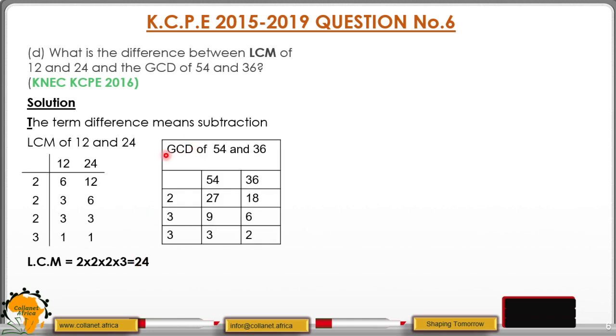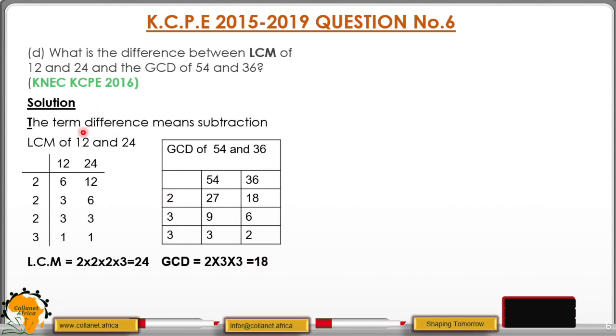The GCD, which stands for greatest common divisor, of 54 and 36. What is common here? So we look at 2. 2 is common, so by 2 you get 27, by 2 you get 18, by 3, which is common, you get 9, by 3 you get 6. Here is also 3, which is also common, by 3 you get 3, by 3 you get 2. So the GCD will be 9 times 2, which is 18.